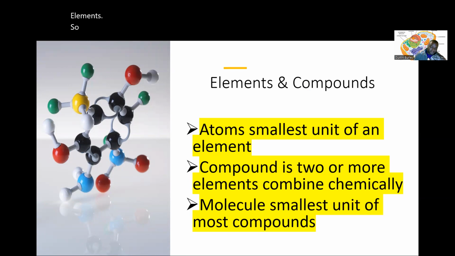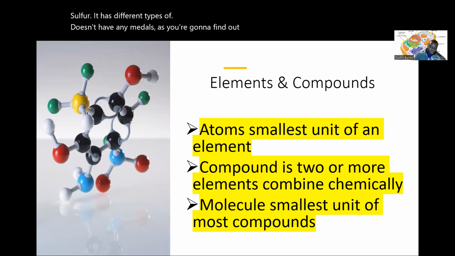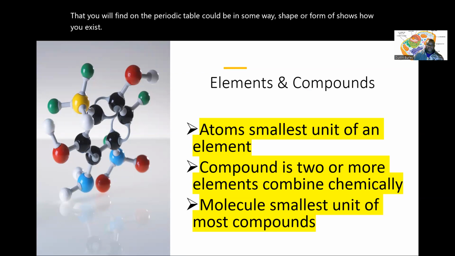So most of anything that has to do with the cell has carbon, it has nitrogen, it has sulfur. It doesn't have any metals, as you're going to find out, but mostly gases that you'll find on the periodic table could be in some way, shape, or form of how you exist in some form or fashion.